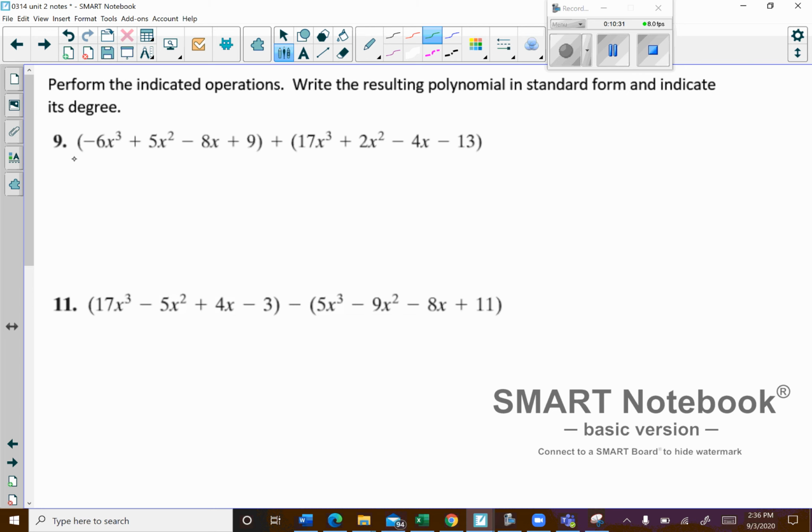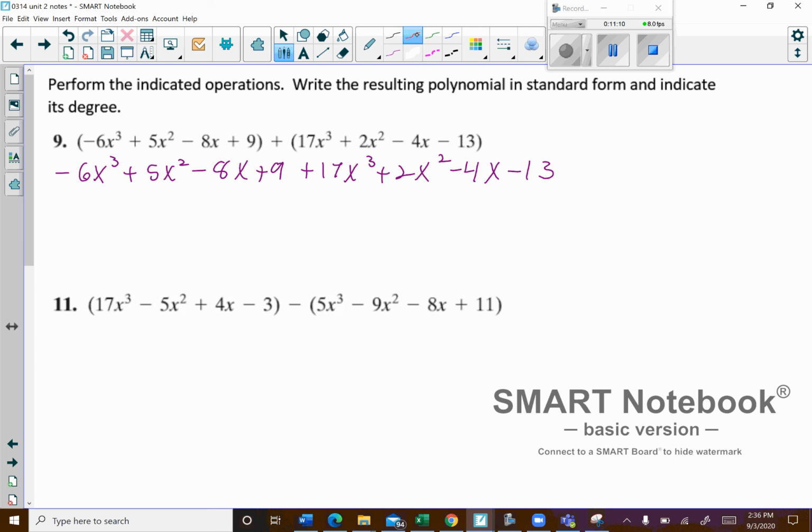That's all that is. Okay, so we're adding these two together, okay? So really the parentheses aren't necessary, so I'm going to go ahead and just rewrite this. So negative 6x cubed plus 5x squared minus 8x plus 9, and then plus 17x cubed plus 2x squared minus 4x minus 13. Okay, I got a lot going on here. So what we want to do is, once again, kind of like I did on the previous page, move things around. But you're going to have to be careful with the signs.